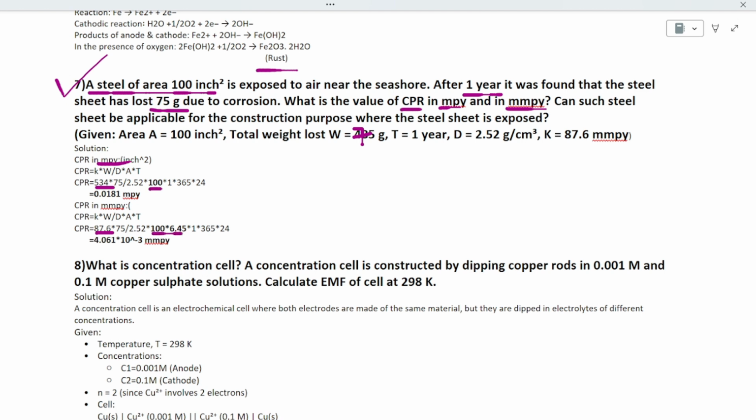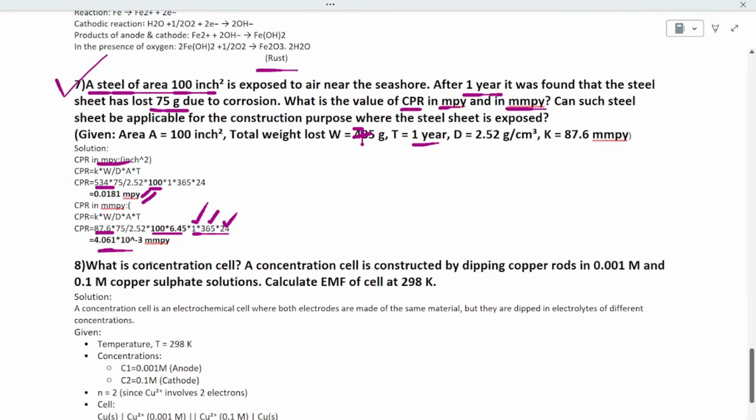Here you have to multiply by 6.45 in order to convert it into centimeter square when you are calculating for MMPY, and the answer will be 6.45. Next, for 1 year, it is 1 into 365 into 24. Why? Because they have mentioned 1 year, and a year has 365 days and each day has 24 hours, so you have to multiply each of them. If you multiply these both and divide by this, you will get the MPY answer. And if you do this, you will get 4.061 into 10 raised to minus 3 MMPY.